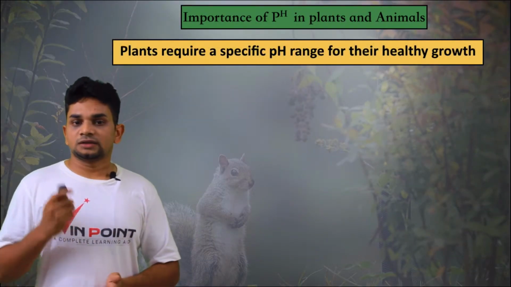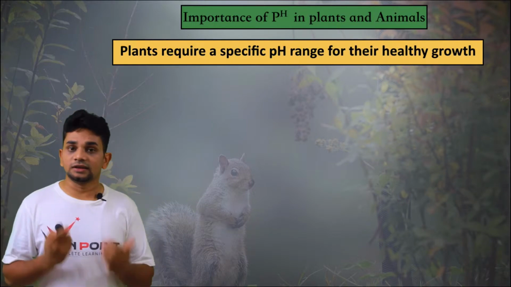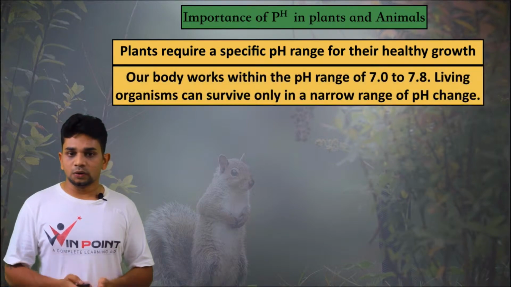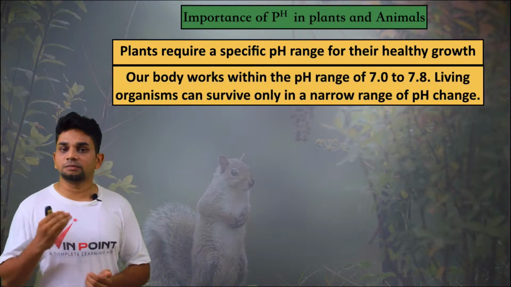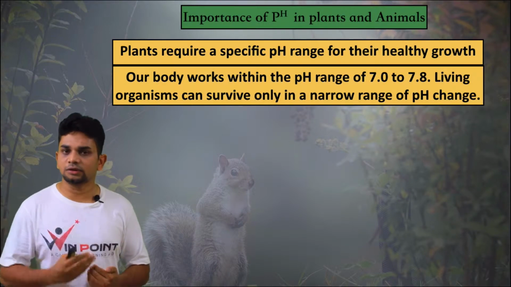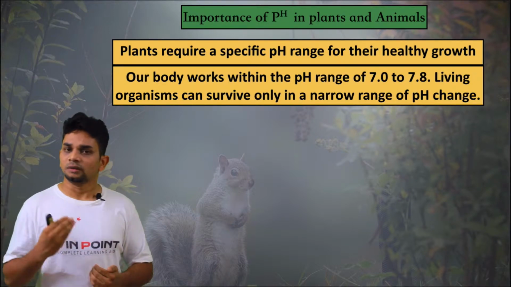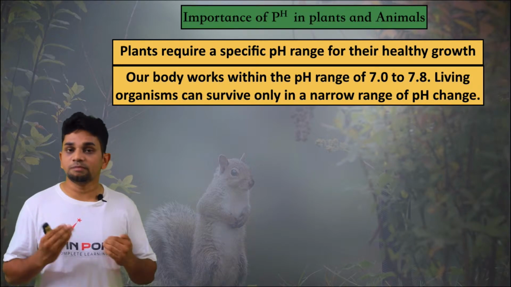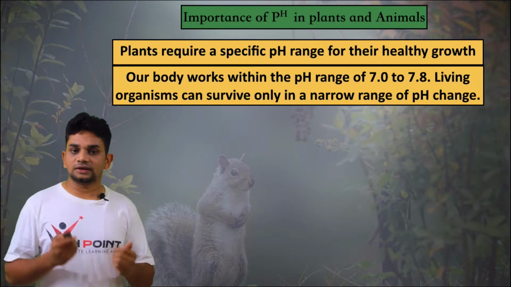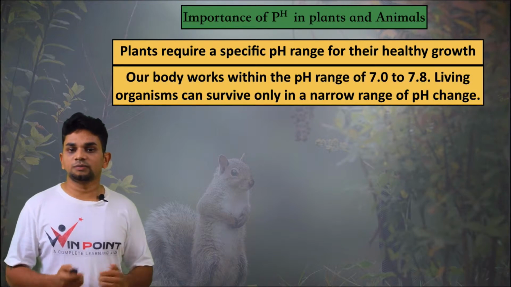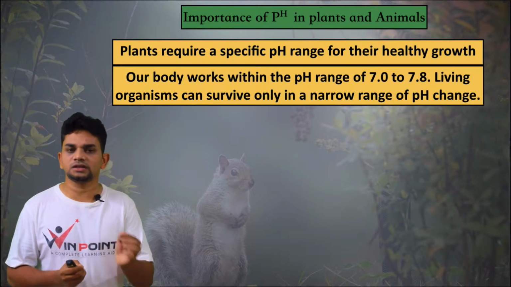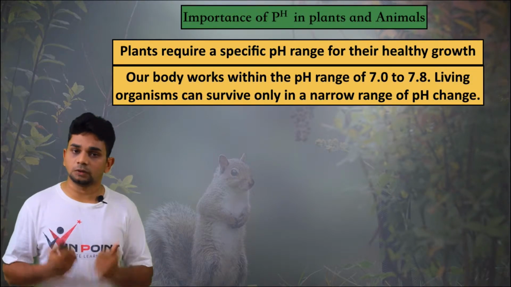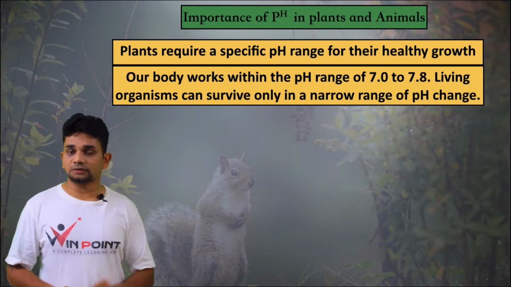Plants require a specific pH range for their healthy growth. Our body works within the pH range of 7 to 7.8, neutral to basic, right? 7 means neutral, 7.8 means slightly basic. Living organisms can survive only in a narrow range of pH change. If there is even a small variation in pH, it will affect our body. So pH measurement is very important.